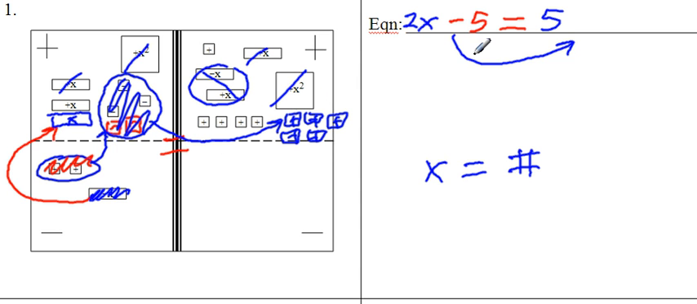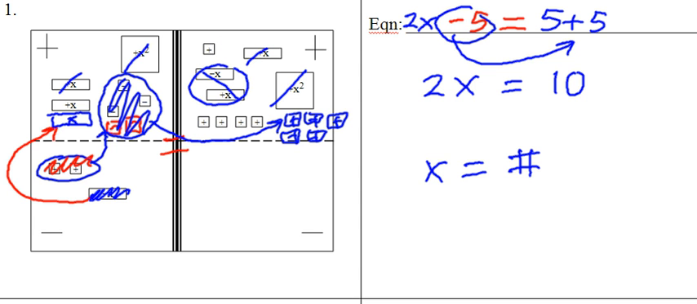Well, with our equation, we can do the same thing. Take this negative 5 and flip it to this side to become positive 5. And now I've got 10 here equals 2x left over on this side. And this matches what we have here. We have 2 x's, 1, 2. And we have 10 positive tiles. Count those up. There's 10 of them, including this guy.